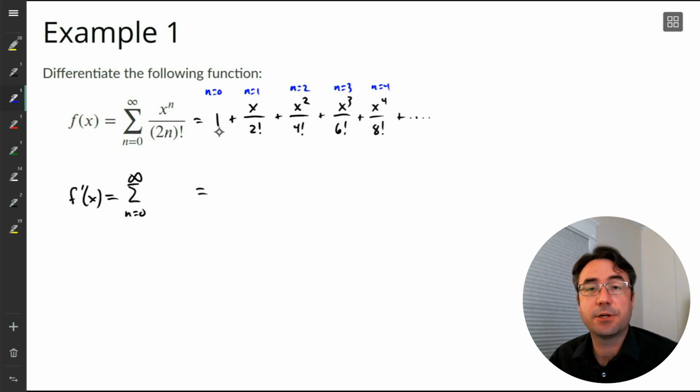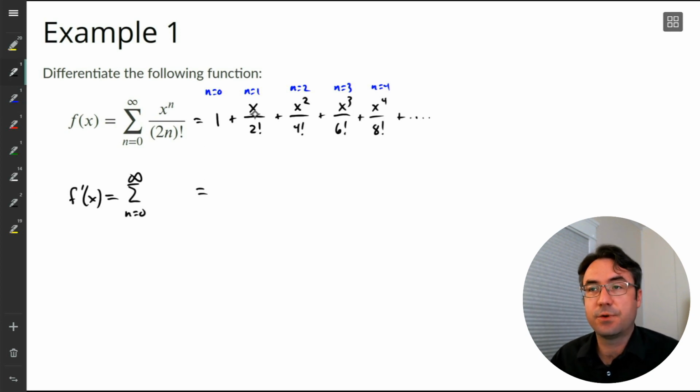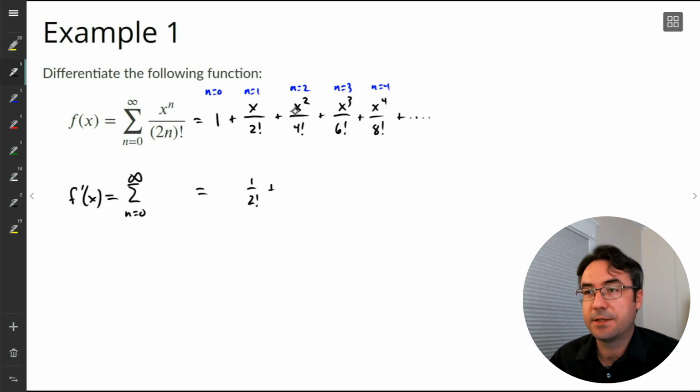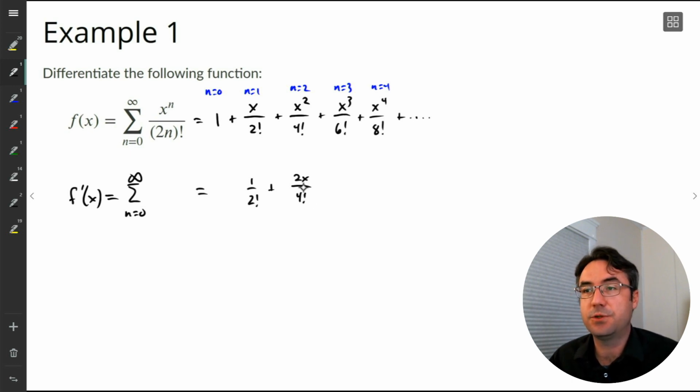So that n equals 0 term is a constant. When we differentiate, it's gone. Then we differentiate the next term. Derivative of x is 1, so we end up with 1 over 2 factorial. Let's go to the next term. Derivative of x squared is 2x, so I end up with 2x over 4 factorial. Keep going. We're just going term by term.